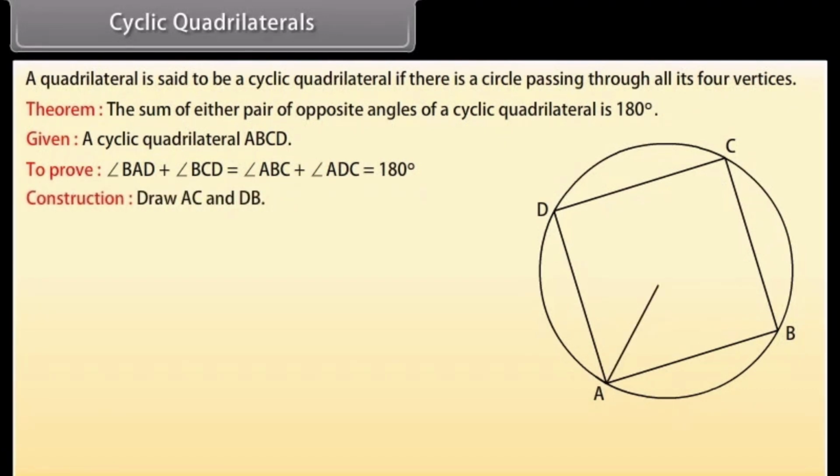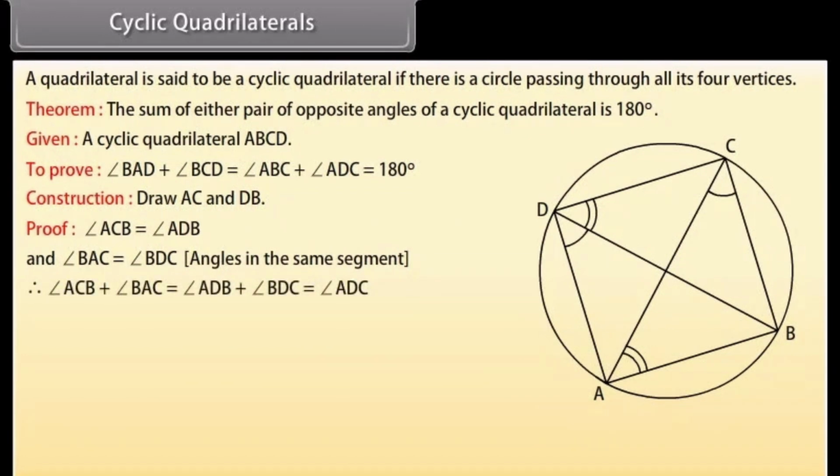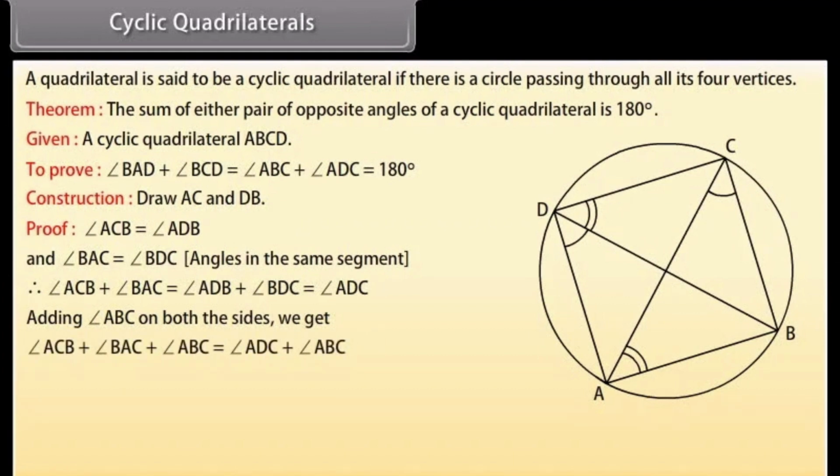Construction: Draw AC and DB. Prove: Angle ACB is equal to angle ADB, and angle BAC is equal to angle BDC, because these are the angles in the same segment. Therefore, angle ACB plus angle BAC is equal to angle ADB plus angle BDC, which equals angle ADC. Adding angle ABC on both sides, we get angle ACB plus angle BAC plus angle ABC, which is equal to angle ADC plus angle ABC.